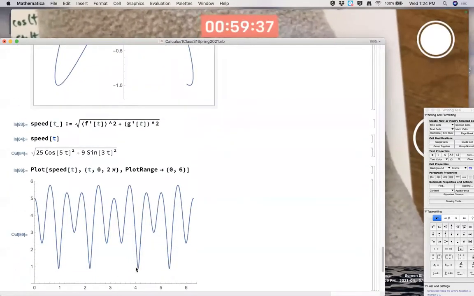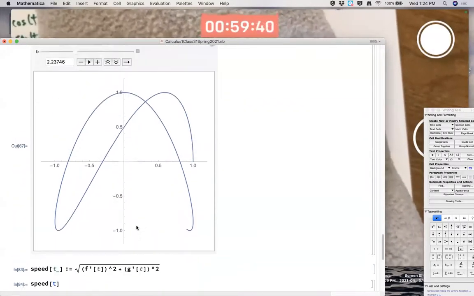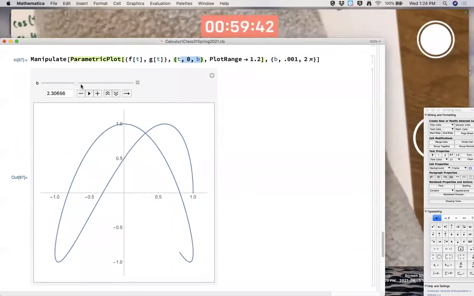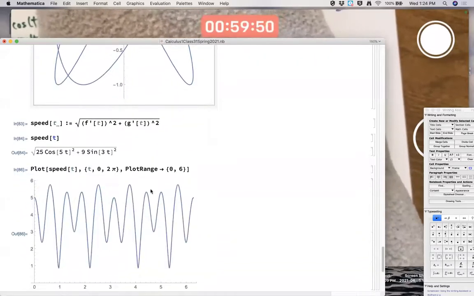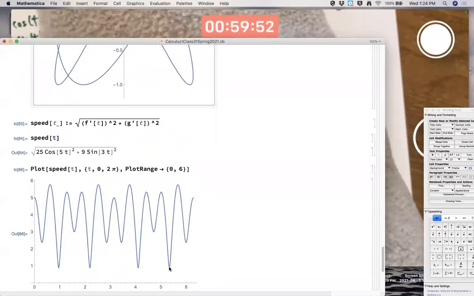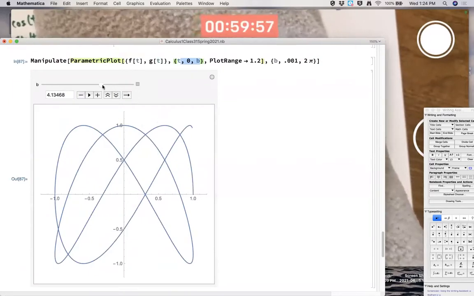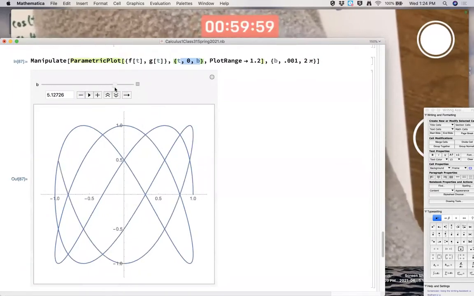Another one when b is about 4.1. Right about here. And finally, another tight one is when t is about 5.35 or something. Right about somewhere in there. Yep.